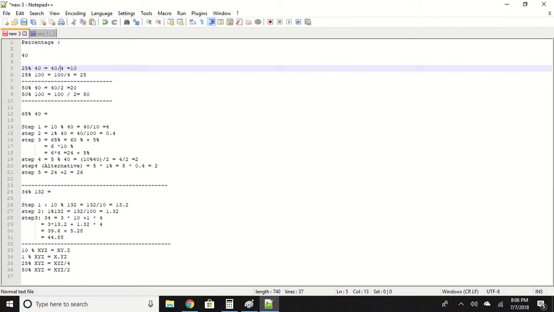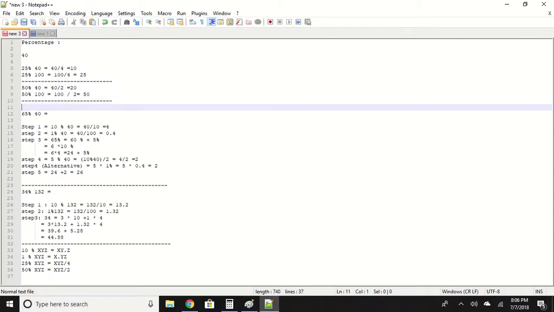Next, we're going to find out what 50% is. The 50% of 40 is going to be 40, the number, divided by 2, that is going to be 20. And 50% of 100 is going to be 100 divided by 2, and then we're going to get 50, right? So this is all easy math.